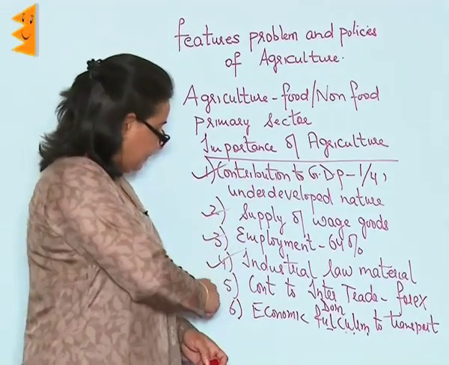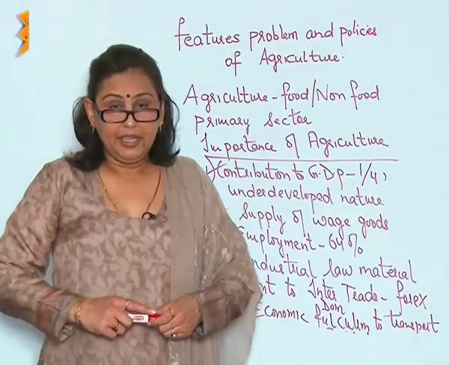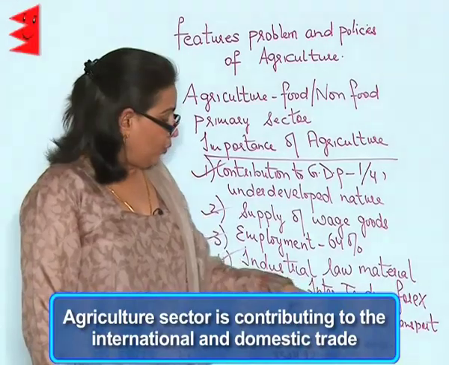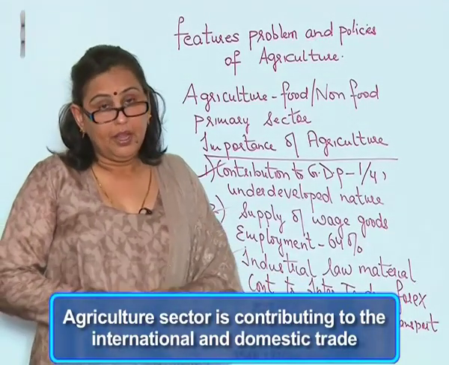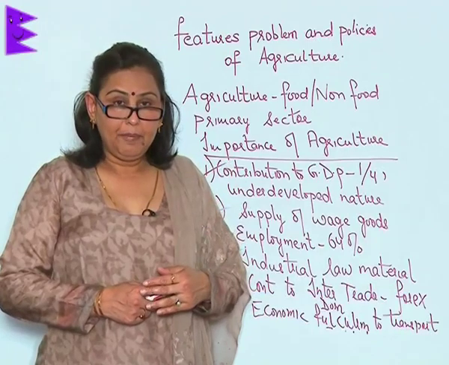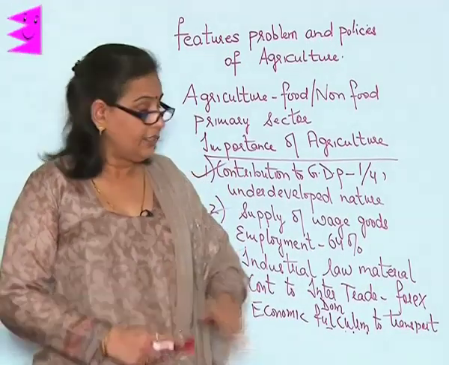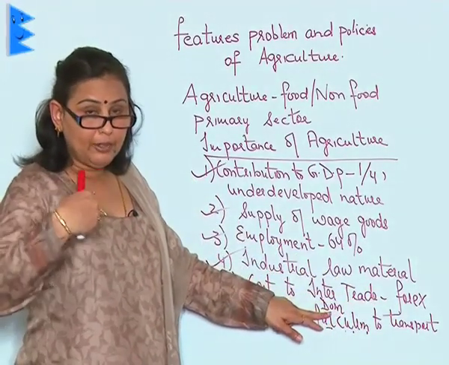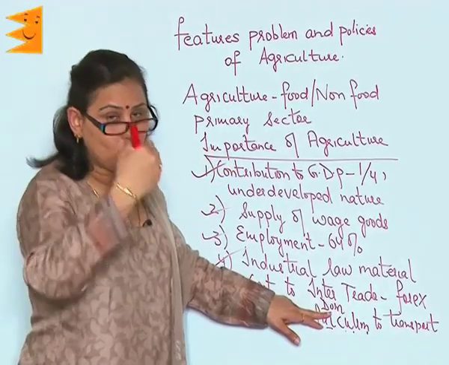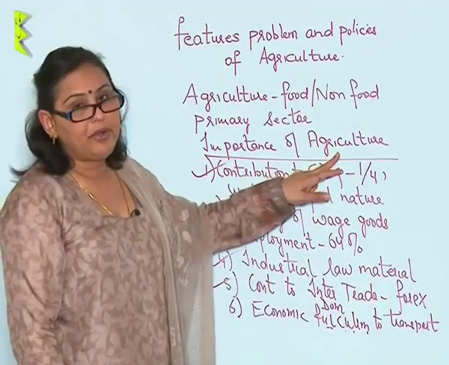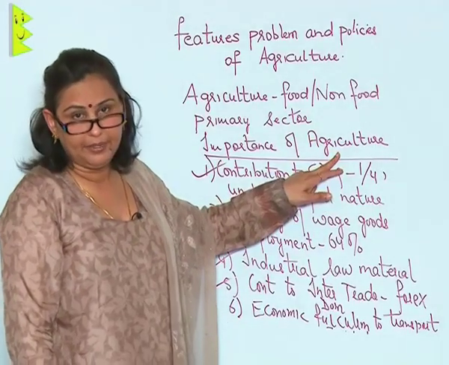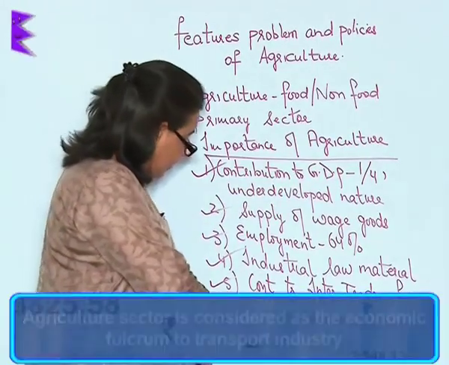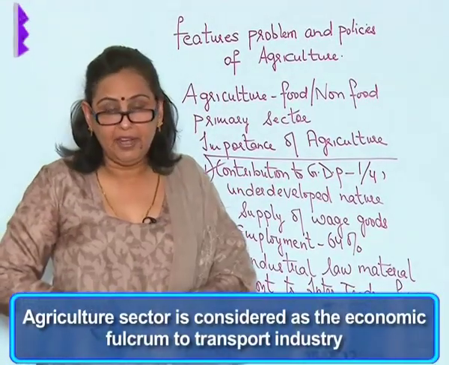The next feature is that this sector is contributing a lot to international trade and also to domestic trade. By international trade, we are making lots of money, that is, forex is increased. And in the domestic trade also, we see that lots of things which are traded from one place to another are all the production of the agricultural sector.